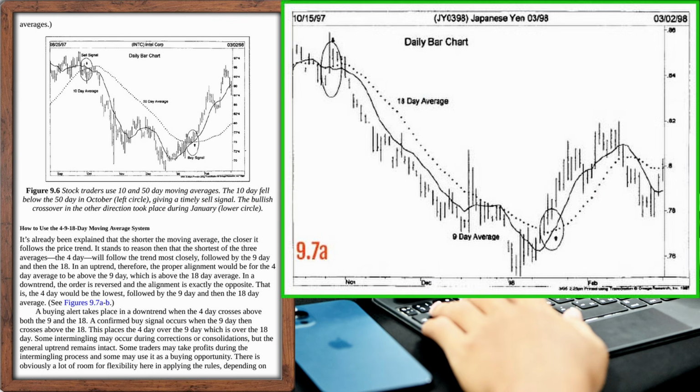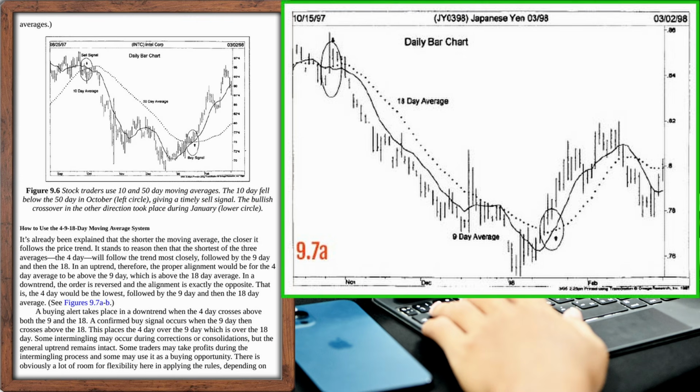See Figures 9.7 a and b. A buying alert takes place in a downtrend when the 4-day crosses above both the 9 and the 18. A confirmed buy signal occurs when the 9-day then crosses above the 18. This places the 4-day over the 9-day, which is over the 18-day. Some intermingling may occur during corrections or consolidations, but the general uptrend remains intact. Some traders may take profits during the intermingling process, and some may use it as a buying opportunity.